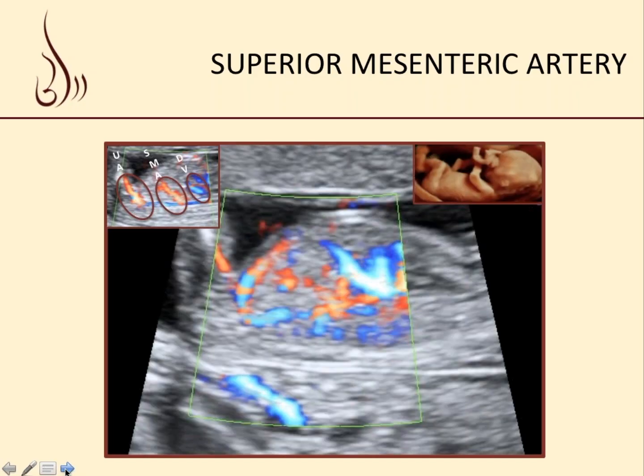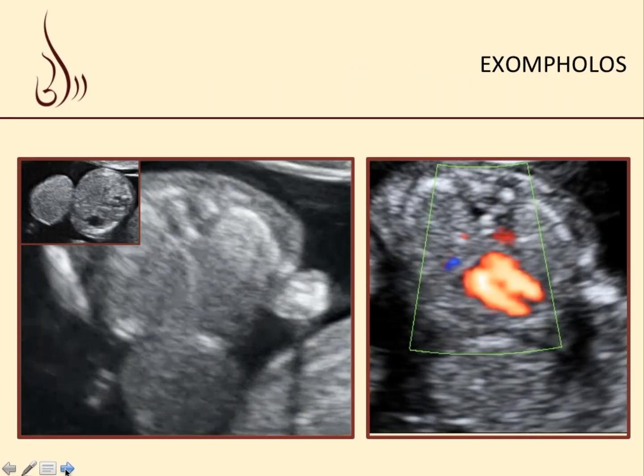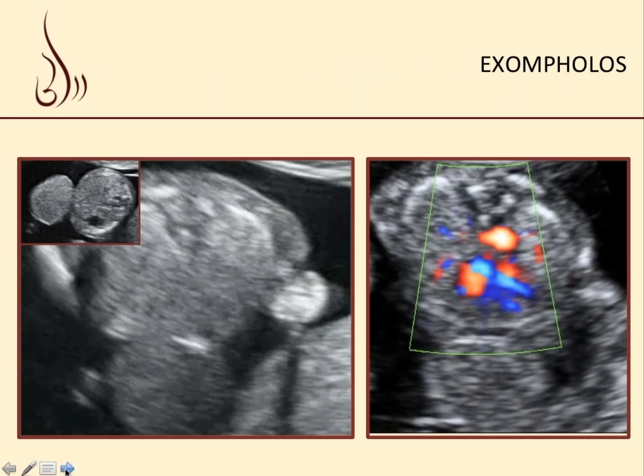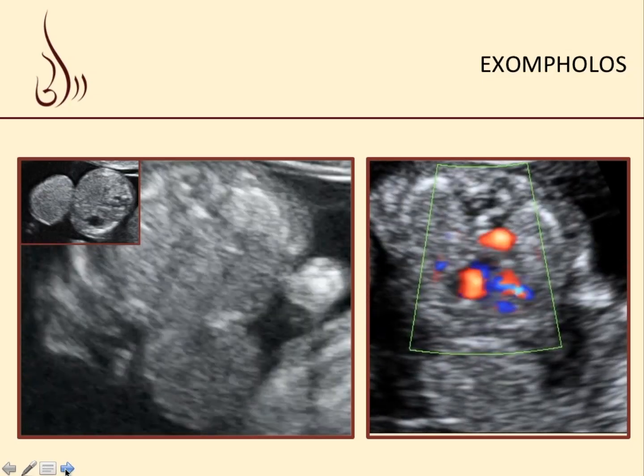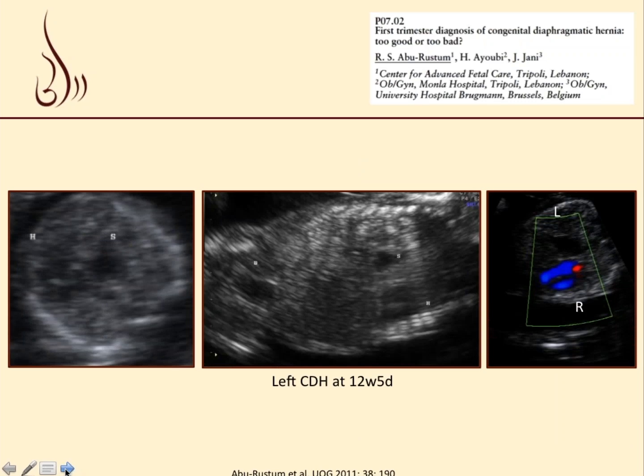This is a case of exomphalus, and you definitely do not need the superior mesenteric artery to diagnose these cases. This is a case of a congenital diaphragmatic hernia at 12 weeks, 5 days. And again, these can be very challenging to diagnose in the first trimester. And this is where the role of the superior mesenteric artery may come in.